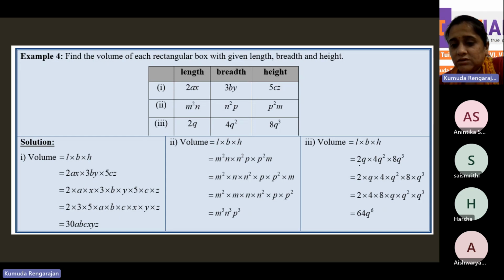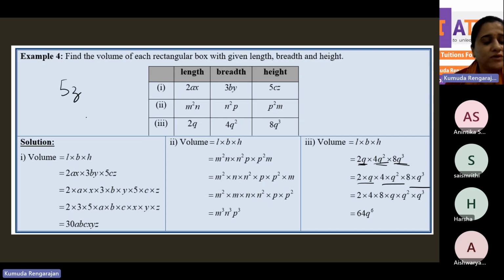So here also, see, L into B into H. First, the next step, what I've done is I've written this as 2 into q, 4 into q squared, 8 into q cubed. Then in the next step, I'm gathering the numbers first. Because see, 5z, we don't write it as z5. The numerical coefficient comes first and then followed by the letters. 5z cannot be written as z5.